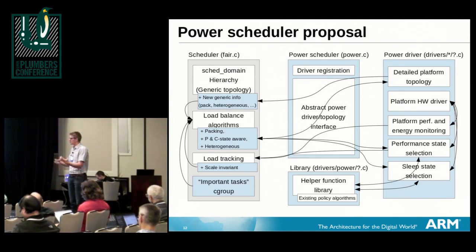So how can we structure this whole thing and make sure that everybody can get what they want? One way to do it would be to have an abstract interface where you can query your platform driver about, can I run faster, and information like that. And also, we need a way to make sure that you can actually tune policies for your platform.